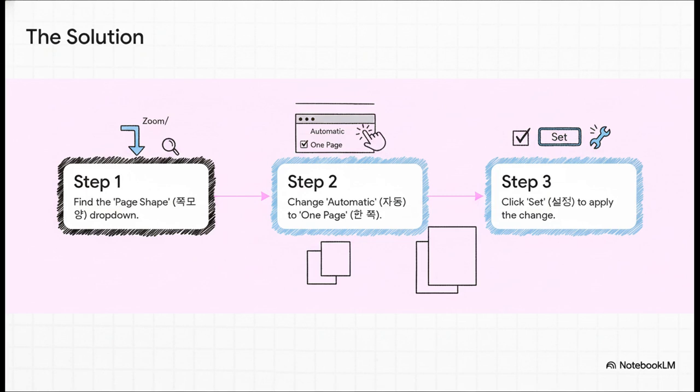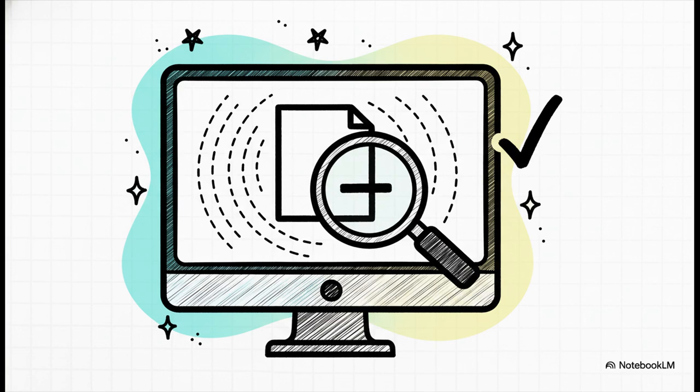Inside that Zoom/Enlarge window, just look for the Page Shape drop-down menu. That's Jok Moyang. Click on that and change it from automatic to one page or Hancom. And then the final most important step, click that Set button to lock it in. Seriously, that's all there is to it. And boom, just like that, you did it.